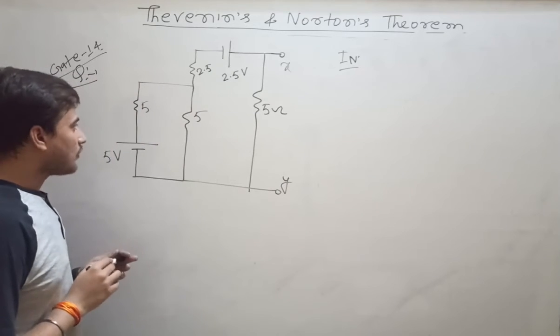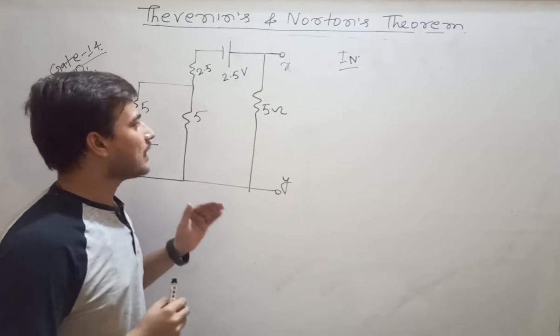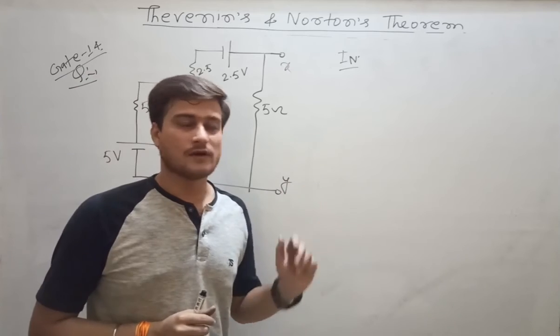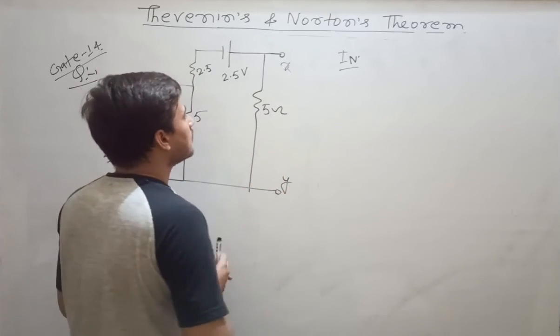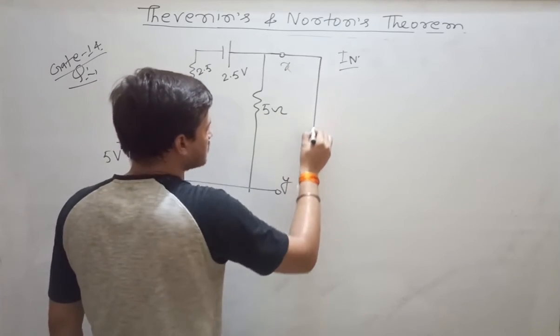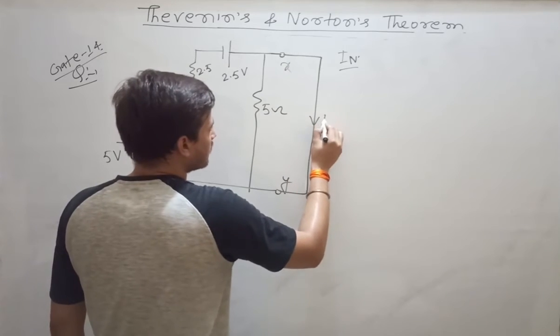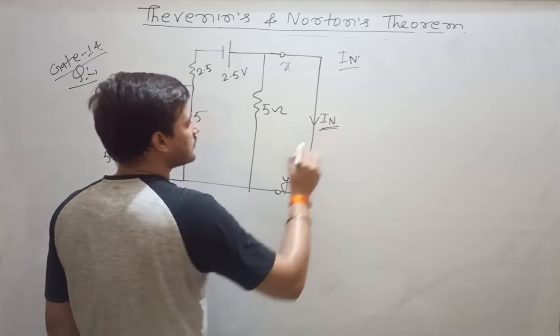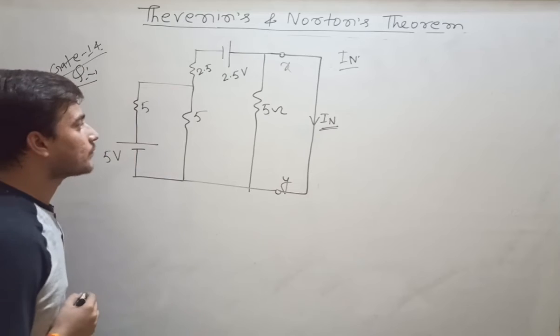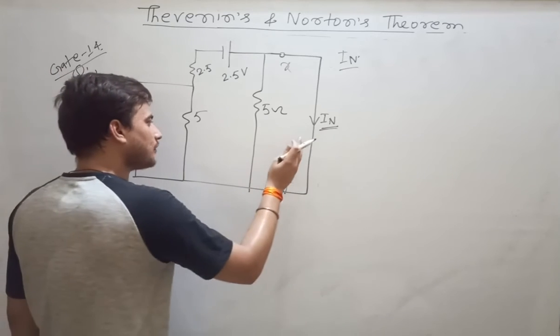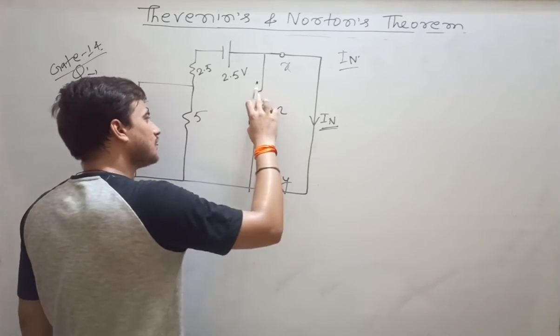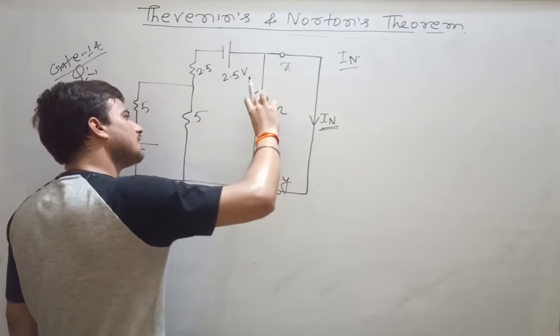When you have to find Norton's current, you will have to short circuit the load terminal. So this is the load terminal, and we are going to short circuit it. This current will be IN, Norton's current. Clear? So once this terminal is short circuited, the potential across this resistance will also be 0.